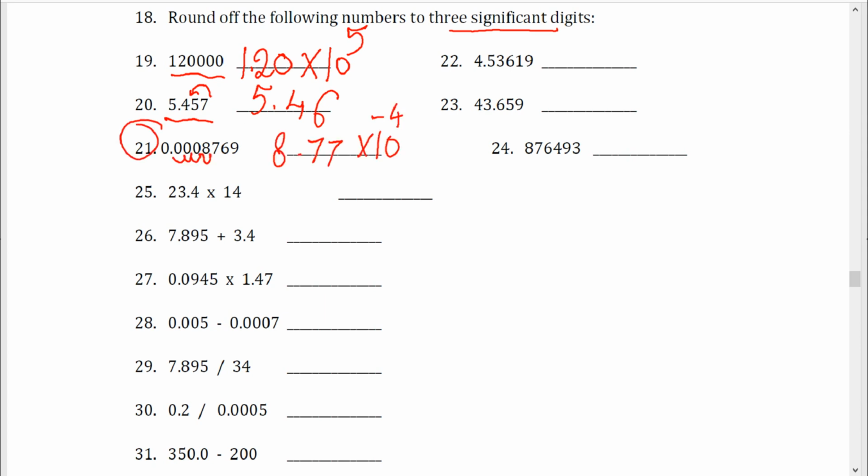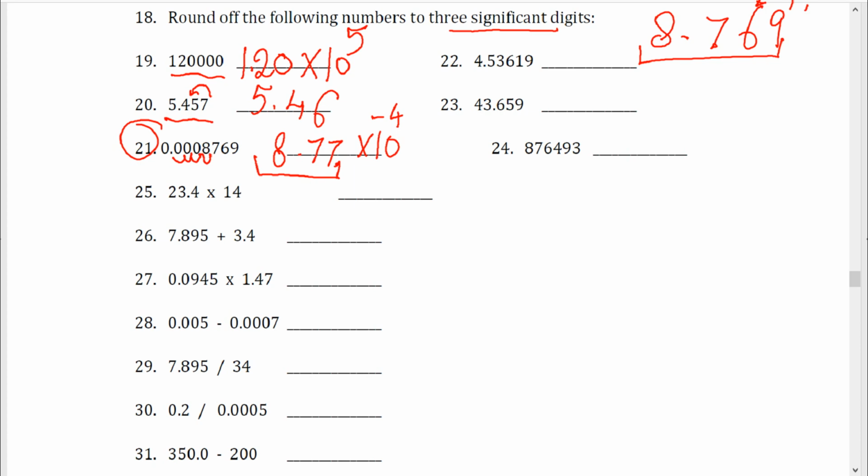This is question number 21, and you need to round it to 3 significant figures. Very simply, you're going to move the decimal point the correct number of places until you have only 3 significant figures. You will not have 3 significant figures in the beginning. You will have a number like this, 8.769. So we have 4 significant figures. The 9 is more than 5, so this 6 will be turned into 7. So it will be 8.77.